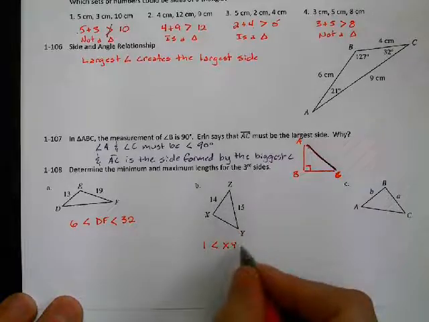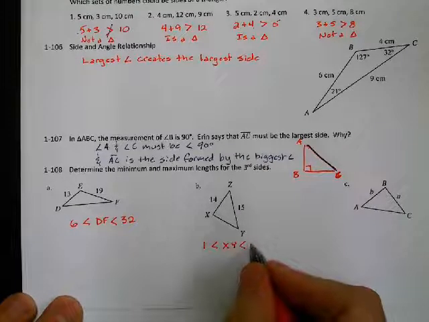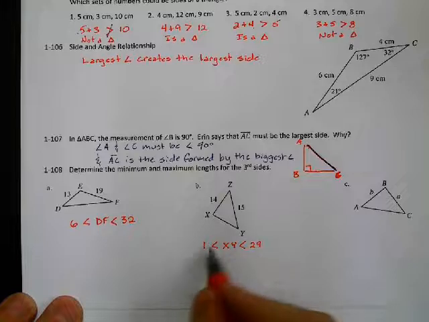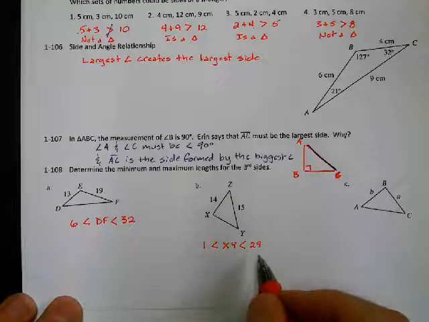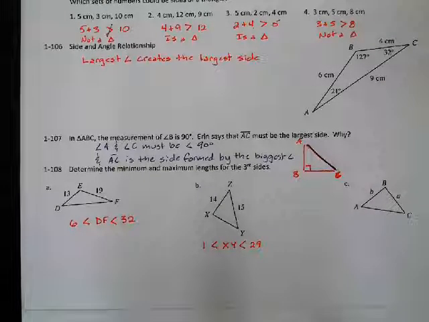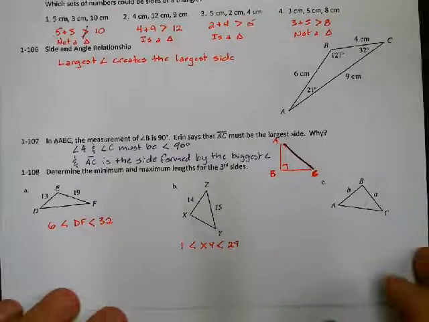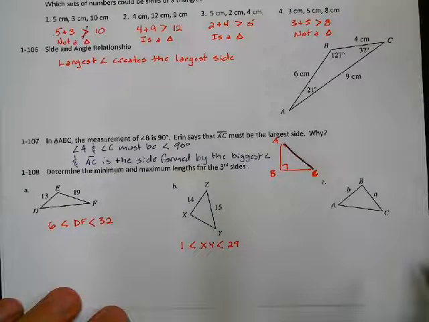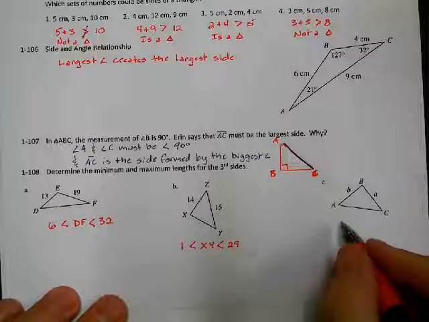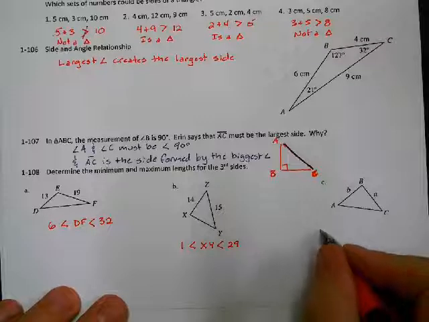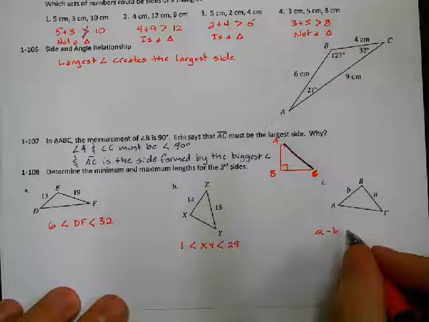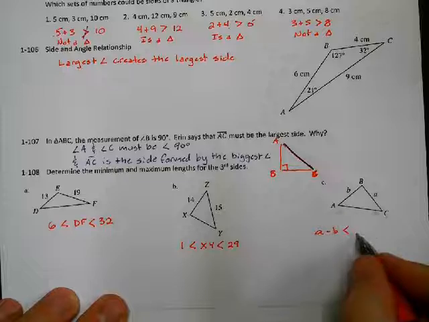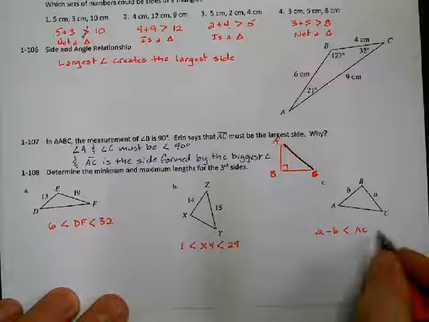So the smallest value is 1. The biggest value is 29. Remember, that can't be 1. It can't be 29. It has to be between 1 and 29. Then the last one. Now we're just using variables. So the smallest value would be A minus B, and then AC is the third side, and then it has to be smaller than the maximum value of A plus B.